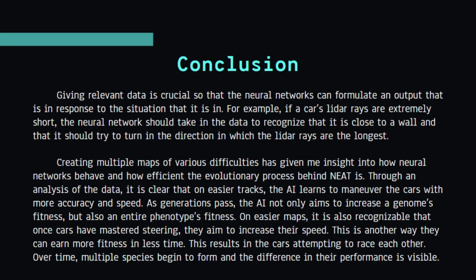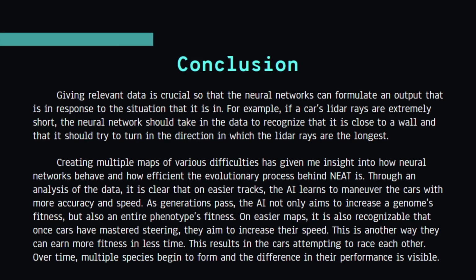As the generations pass, the AI not only aims to increase the genome's fitness, but also the entire phenotype's fitness. So sometimes it may look like the performance is not changing, but what's actually happening is that it's trying its best to increase the overall population's fitness. It's trying to get everyone up one more level.